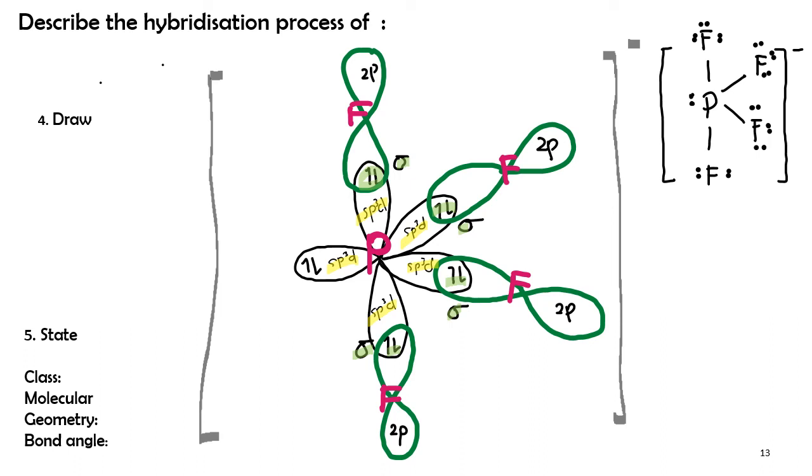For the last step here, the class will be AB4E, because you have 1 lone pair here. And then the molecular geometry here will be seesaw. And the bond angle here will be less than 90 degrees and less than 120 degrees.